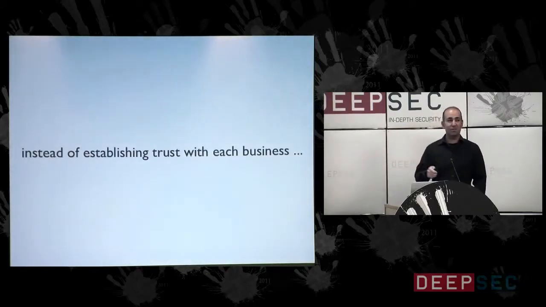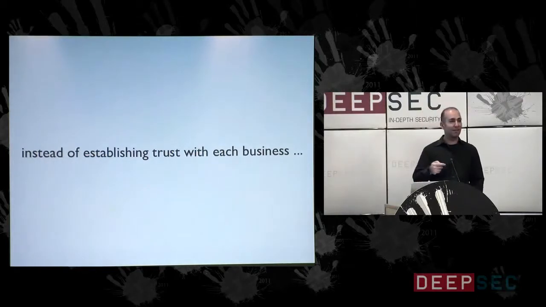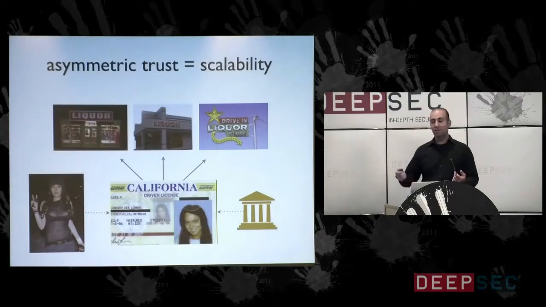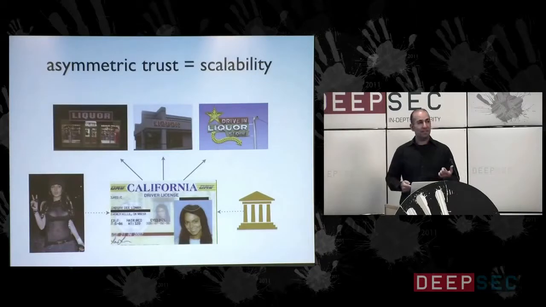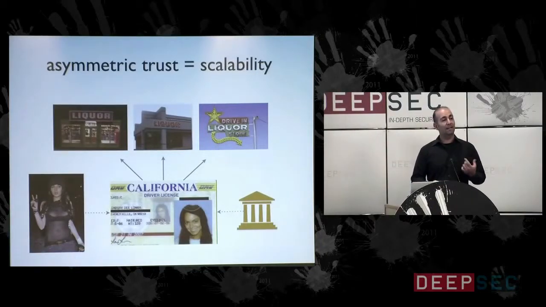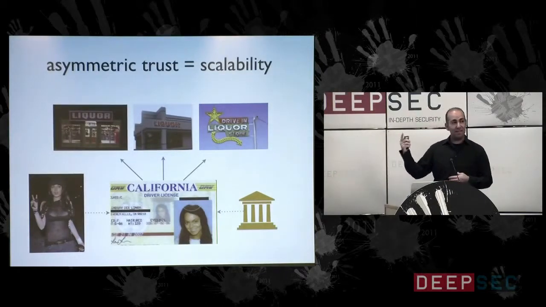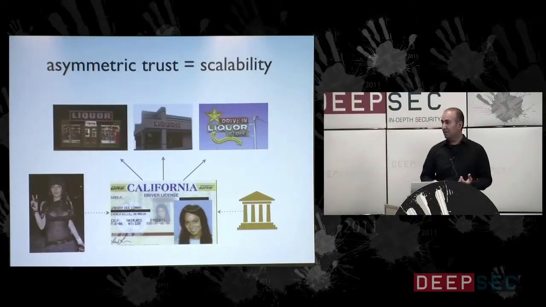So instead of establishing trust with each liquor store in the LA metro area when she goes for a liquor run every Sunday night, she just uses her ID that was given to her by the state of California, and she can use that ID to provide her identity to all the liquor stores. She doesn't have to apply and register with each liquor store with a new ID. Again, this is an asymmetric relationship between the state of California, Lindsay Lohan, and all the liquor stores. So this provides scalability, right? And that's what OpenID attempts to mimic.